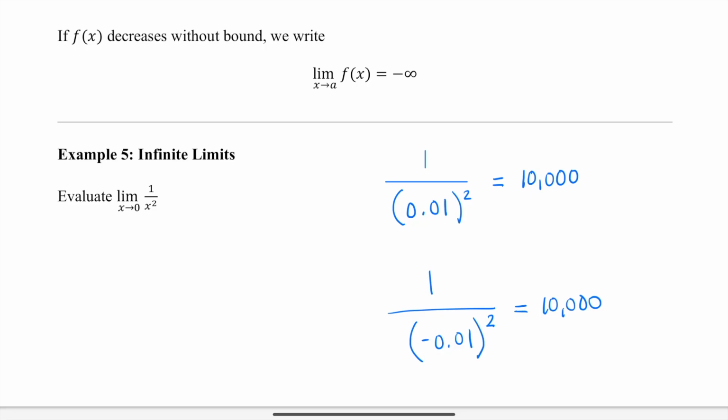So the limit of 1 over x squared as x approaches 0 is infinity. When a limit equals infinity, that means the limit does not exist. Infinity just tells us that this function is increasing without bound.